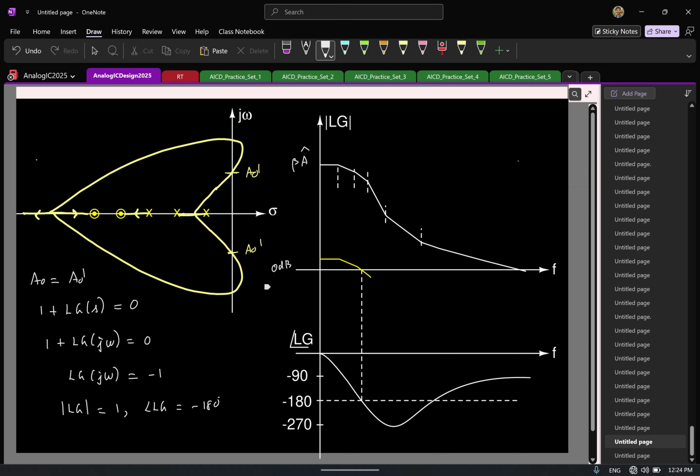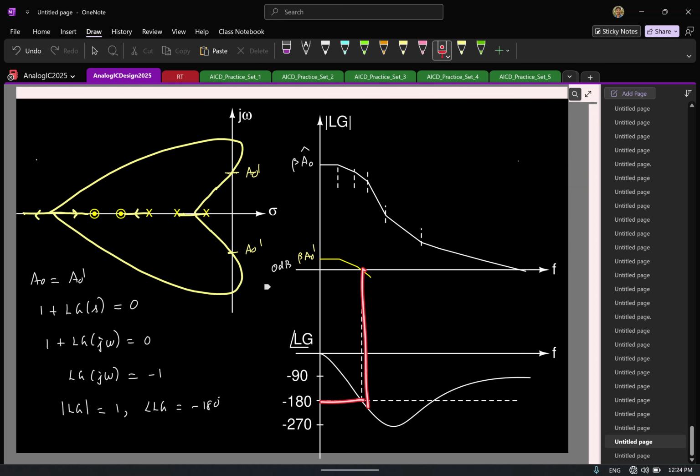So this is A0 hat, this is 0 dB. Here is where I have basically scaled down the plot. This corresponds to a DC gain of beta A0 prime. Here you see when the phase is 180, gain is 1. Now let's say that I keep increasing the DC gain further, and then I hit this point, A0 double prime.